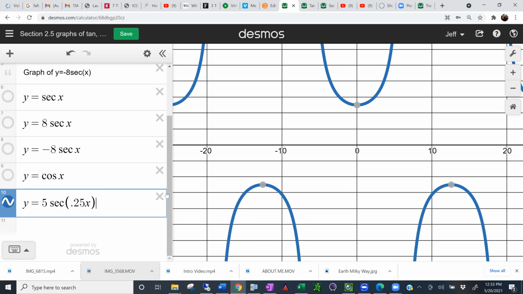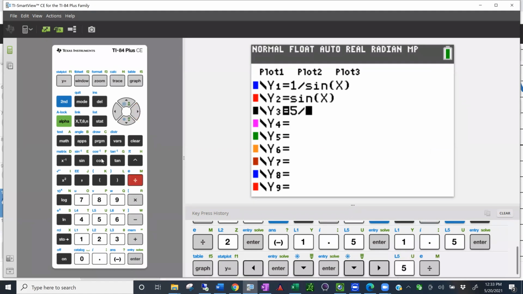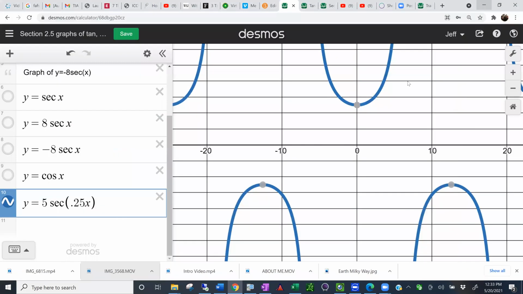If you were stuck doing this on a graphing calculator, how would you have to input this function? What would I be putting in right here? 1/5 cosine. Excellent. 5 over cosine of 0.25x. Thank you. So it looked like this: 5 divided by cosine of 0.25x. And then you set up your windows accordingly. But let's go back to Desmos, take a look at things there.